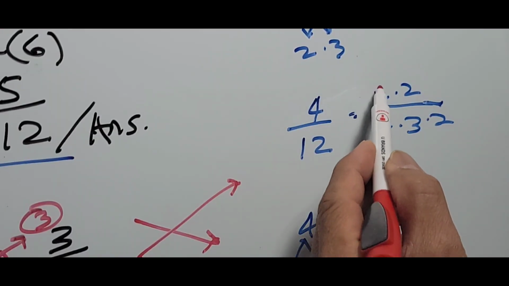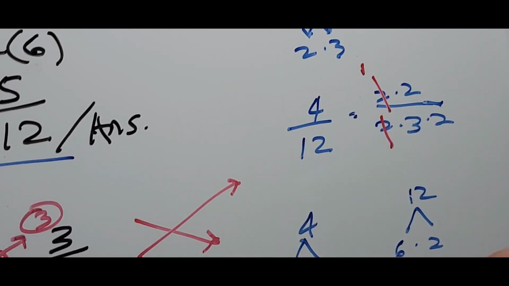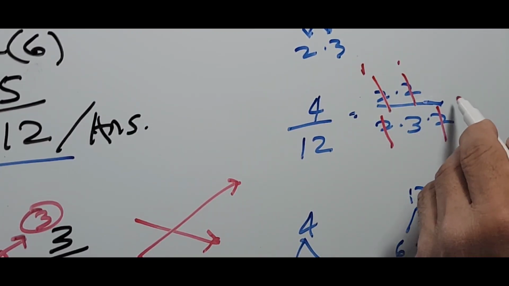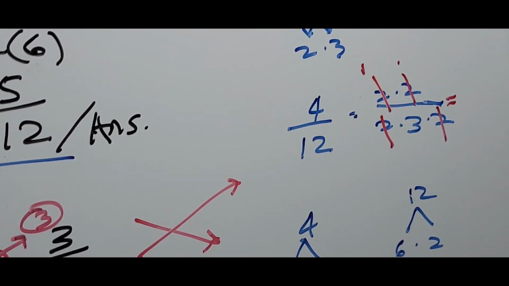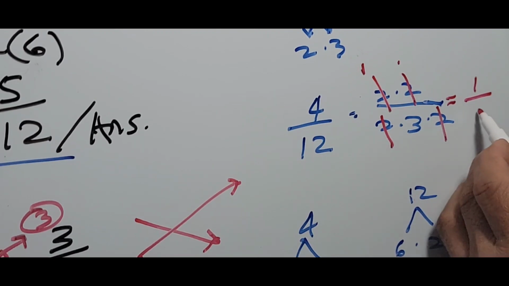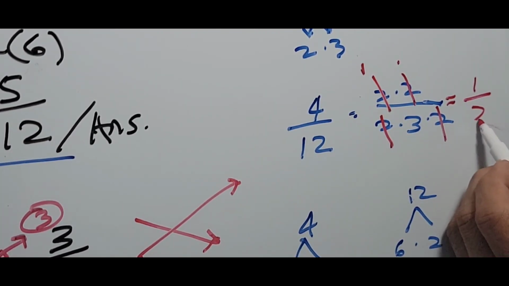You see this one, 2 by 2 becomes 1, and another 1. Can you cancel another number? 2 again here, and 2 there, turns 1. So what do you have left? 1, right? And what's left on the bottom? It's 3. So the answer is 1/3.